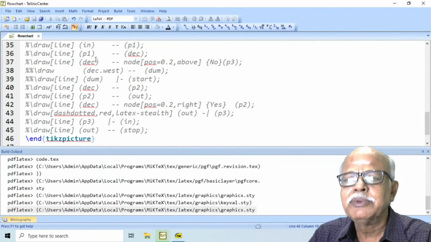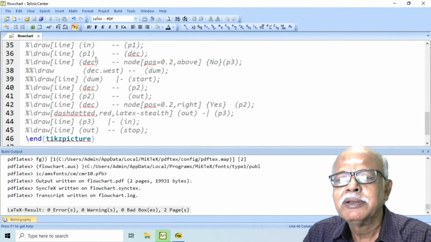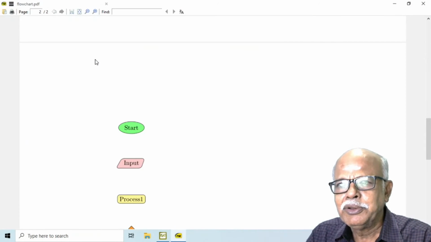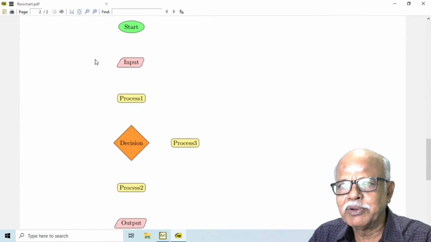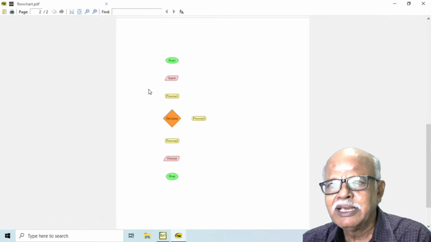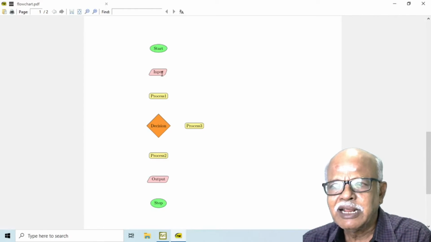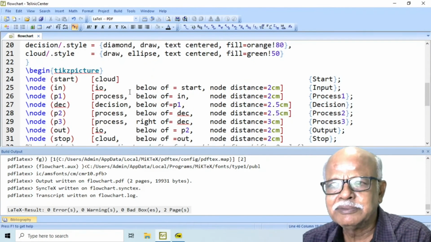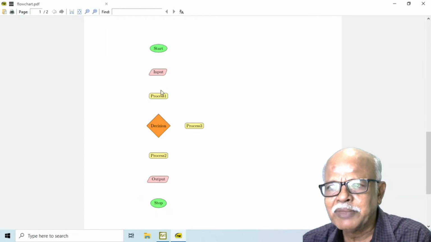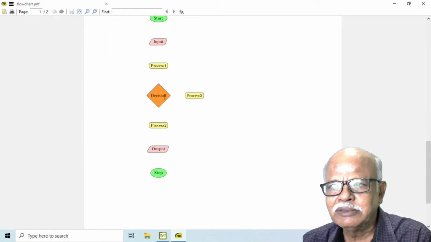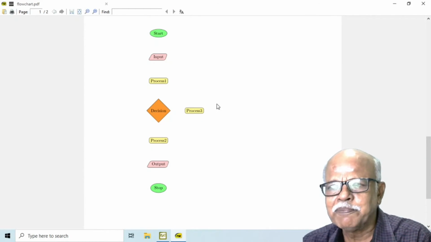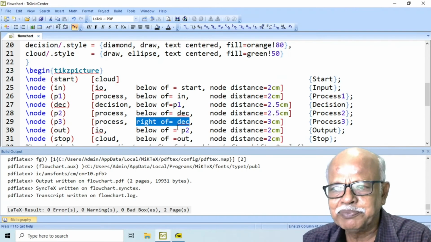Compile now. You get this output. See, as per our requirement, we have defined it like this. Start and input block. See, the input block is below the start, and then process 1 is below the input, and so on. Now we have to connect them.